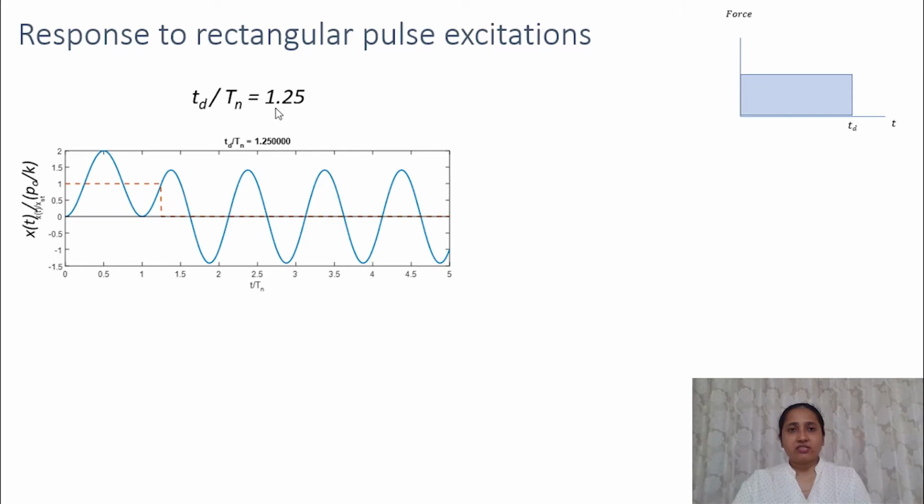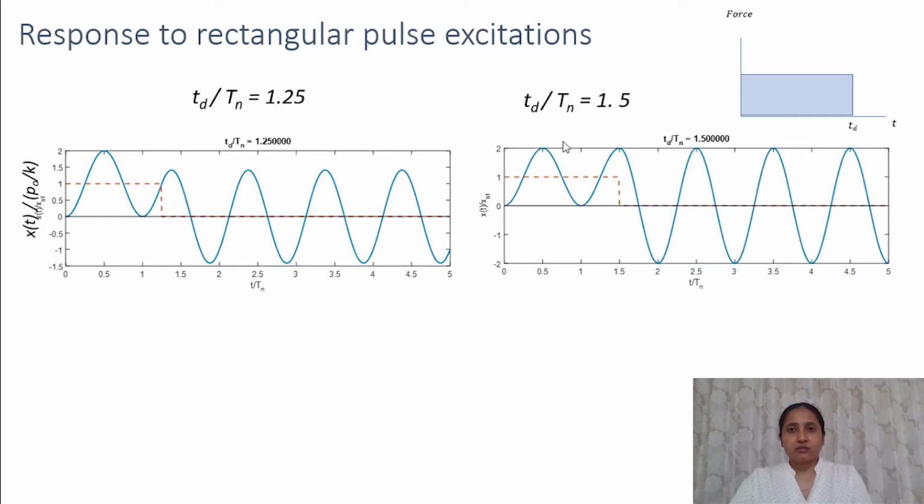Now let's see the responses for other values of Td by Tn. When Td by Tn is equal to 1.25, the response is like this. During the pulse, the system is oscillating about the static deformation, and after that it oscillates about the original equilibrium position, that is the 0 response. And again the maximum displacement is during the forced vibration, that is during the pulse.